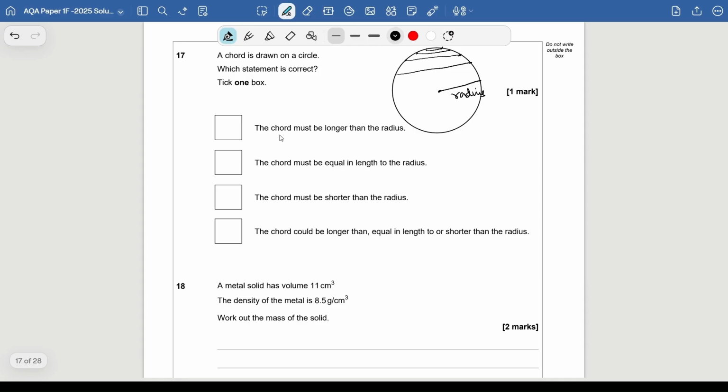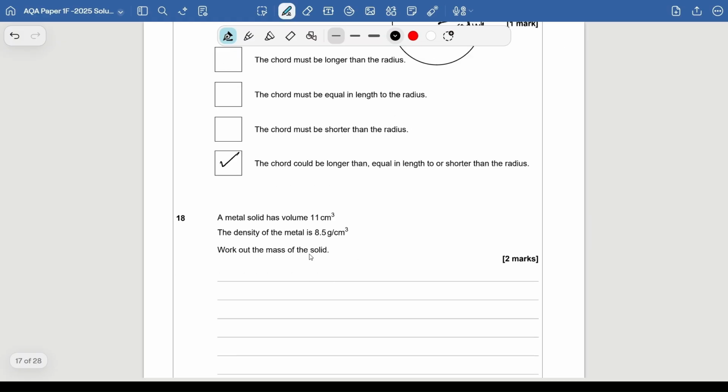Now it says the chord must be longer than the radius, the chord must be equal in length to the radius, or the chord must be shorter than the radius, or it could be longer, equal in length, or shorter than the radius. Any of these is a chord. This one is very small, smaller than the radius. It could be equal in length to the radius. It could be longer than the radius also. So all these cases hold true for the chord in relation to its length with the radius. So I will say it's all of these.